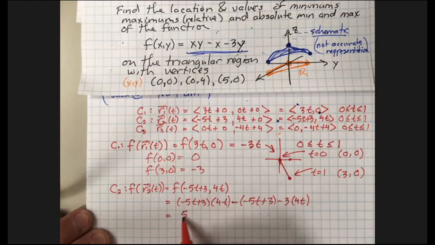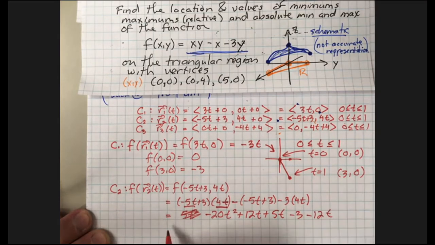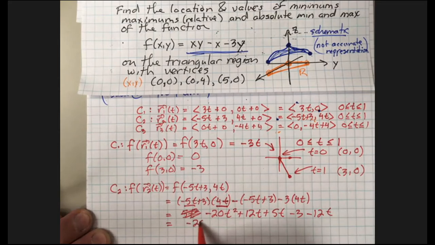We got 5t squared. Oh, I'm sorry, 5 and 4. My writing is so sloppy, I didn't know if this is 4 minus t or 4t. It's 4t. So what I got is minus 20t squared plus 12t, you have to write carefully, plus 5t minus 3. And now here's a minus 12t again. So take the time to do this carefully. Got minus 20t squared.